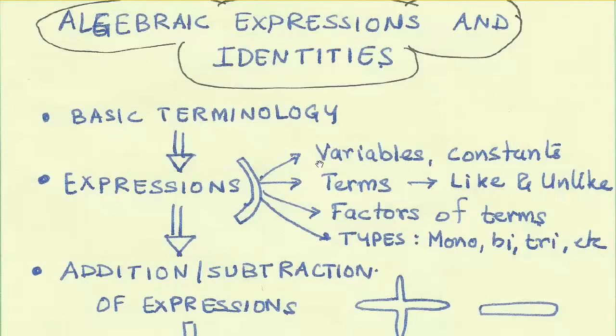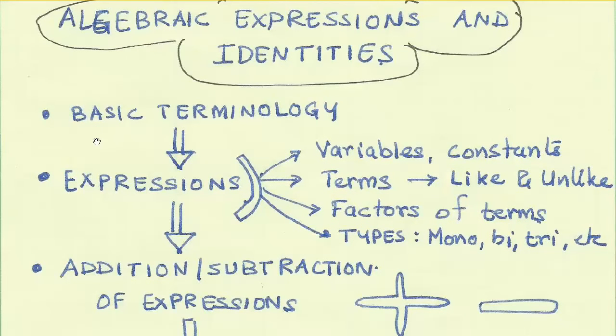Okay, so let us look at what we are going to learn in this new chapter, algebraic expressions and identities. First, we will begin our discussion with the basic terminology. And the basic terminology that we are going to discuss will focus around the expressions. Okay, and the expressions essentially are made up of variables and constants. Everything in the world of algebra is composed of essentially variables and constants.